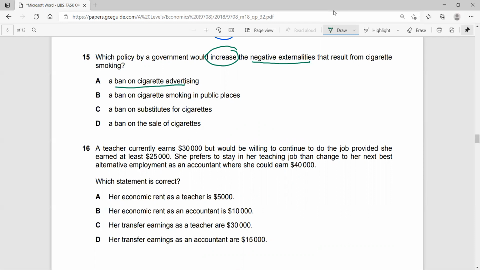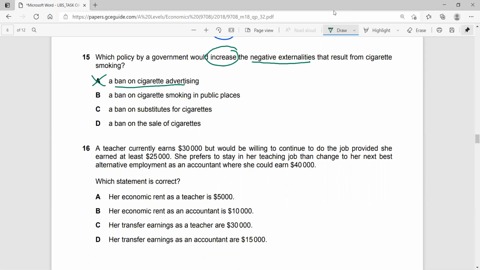So a ban on cigarette advertising, as you've studied, advertising is a factor affecting demand. If you don't have advertising, you have less demand and thus fewer people consuming cigarettes. So if you have fewer people consuming cigarettes, automatically the negative externalities like passive smoking would obviously decrease. It wouldn't go all the way to zero, but it would decrease. So this would decrease the negative externalities, not increase them.